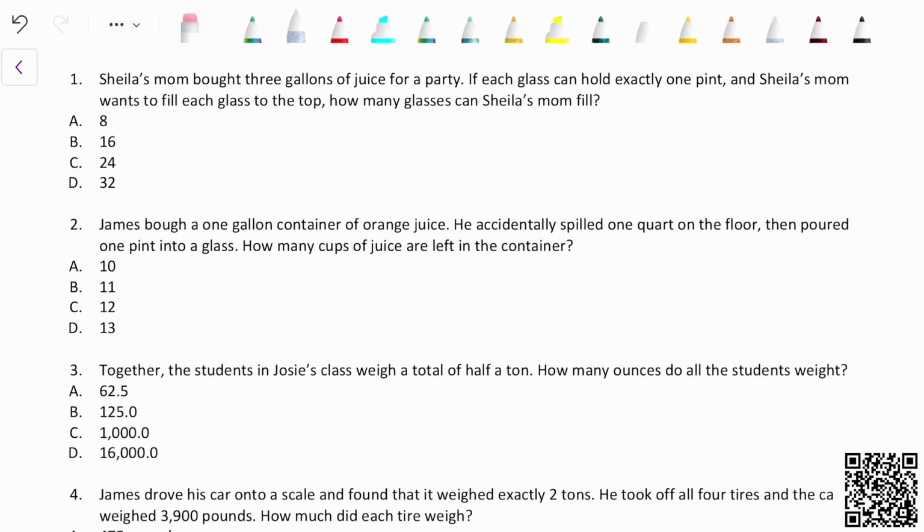Today we're going to be doing a bit more converting, except this time, instead of liters and stuff, they're going to be gallons and pints and tons and pounds and ounces.